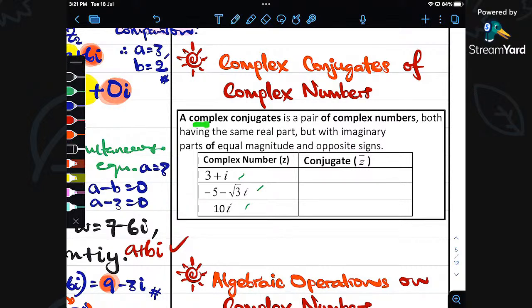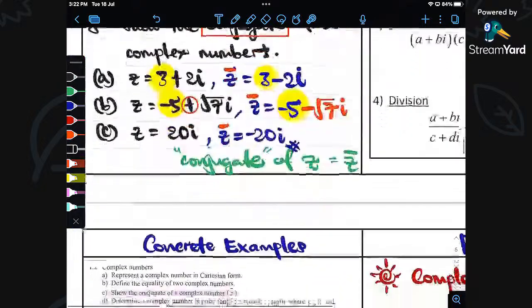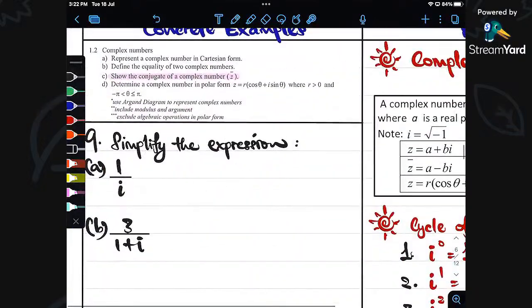Just to recall the formula, a complex conjugate is a pair of complex numbers both having the same real part with the imaginary part of equal magnitude and opposite sign. As I said just now, the opposite sign. That is all it means. Okay. Let's go to the next part.